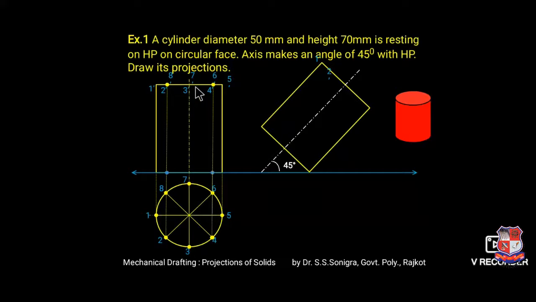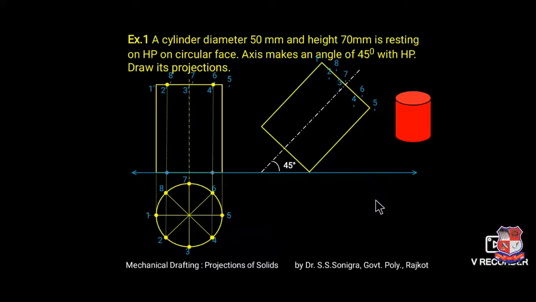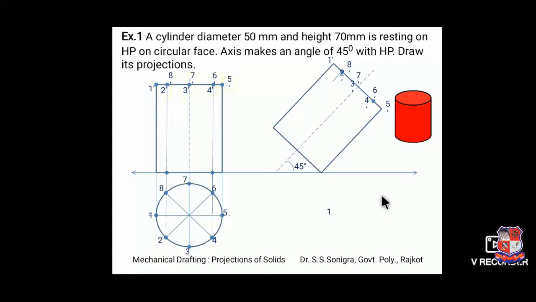Now project all these points in this front view as well. Say 1 dash, 2 dash, 3 dash, 4 dash, 5 dash, 6 dash, 7 dash and 8 dash. These are all dash points. Now take projections from these points. Draw these lines over here; these are the projection lines, or generators, of the cylinder.